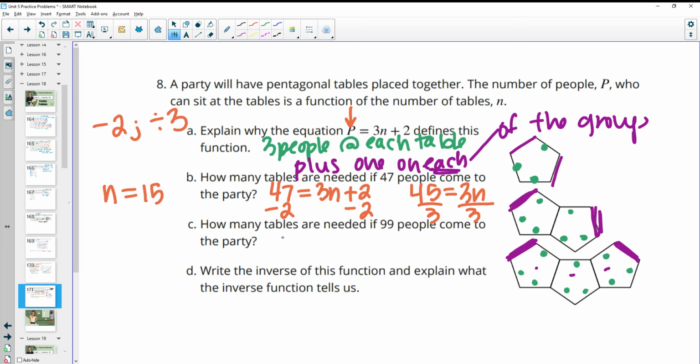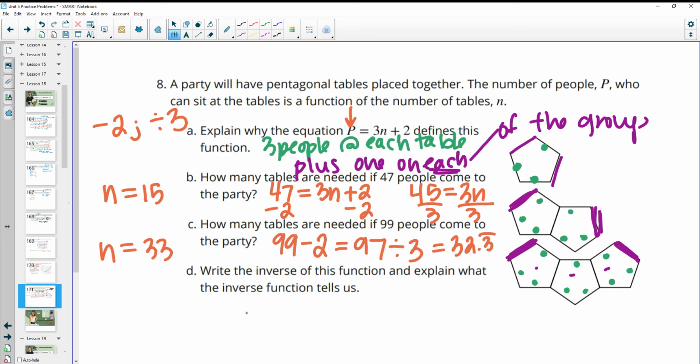How many tables are needed if 99 people come? We subtract 2, which gives us 97, and then divide by 3, which gives us 32.3 repeating. You can't have a third of a table, so in this case we would need 33 tables.